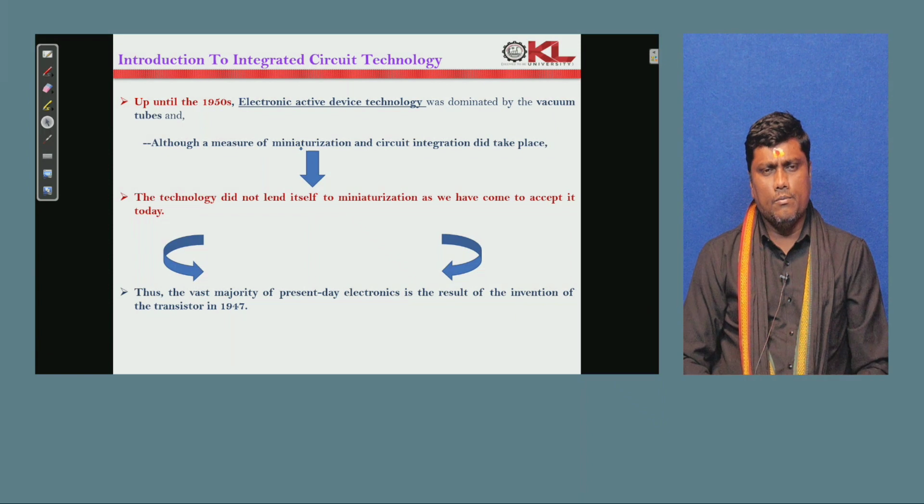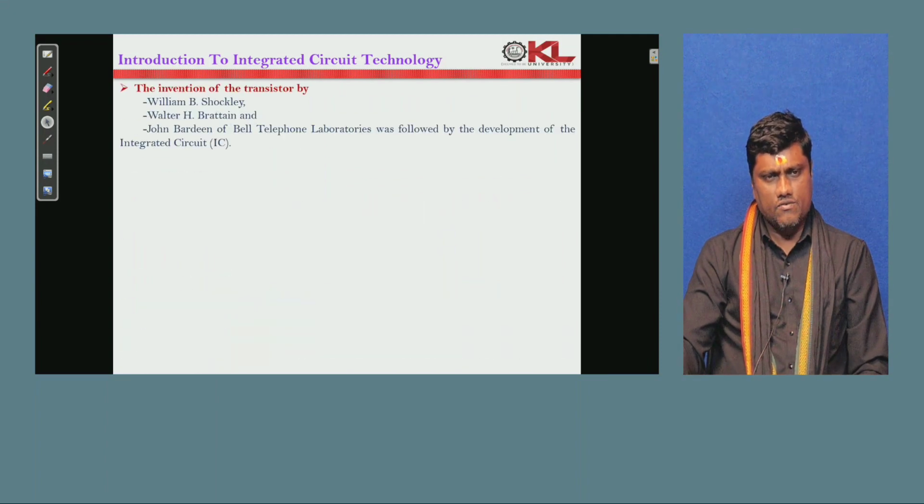Let us give a briefing about how the MOS transistor came into the picture. In the 1950s, electronic active device technology was dominated by vacuum tubes. Miniaturization and circuit integration had only just begun at that time. The technology did not lend itself to the miniaturization we have today, and the majority of present-day electronics is the result of the invention of the transistor in 1947.